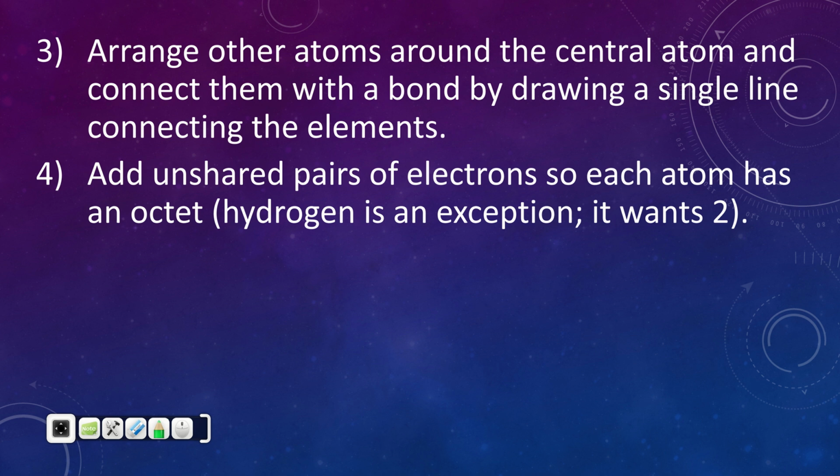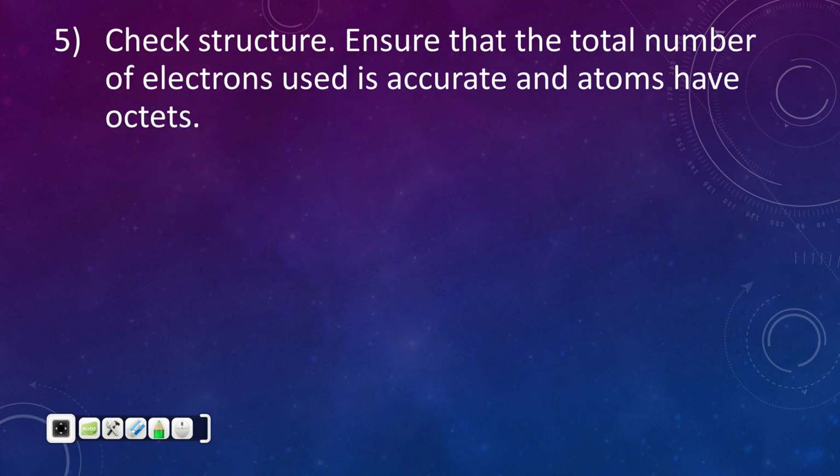Other atoms, though, we're going to have to maybe draw multiple bonds. So there might be multiple lines if there's not enough atoms for you to connect around one to get 8, or you just add in dots. You then check the structure, ensure that the total number of electrons used is accurate, and atoms have octets. So I'll show you that as well.